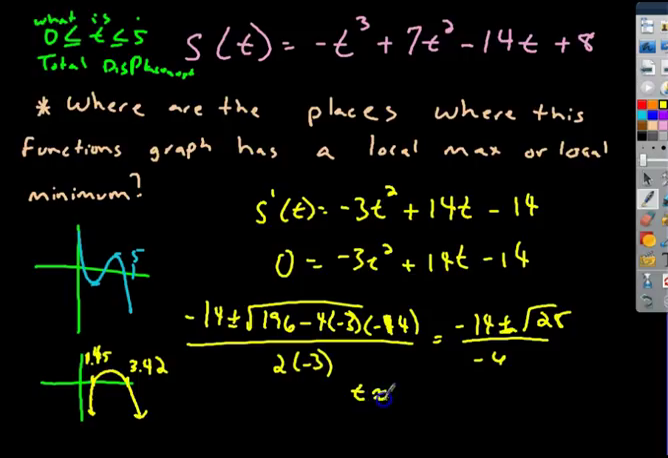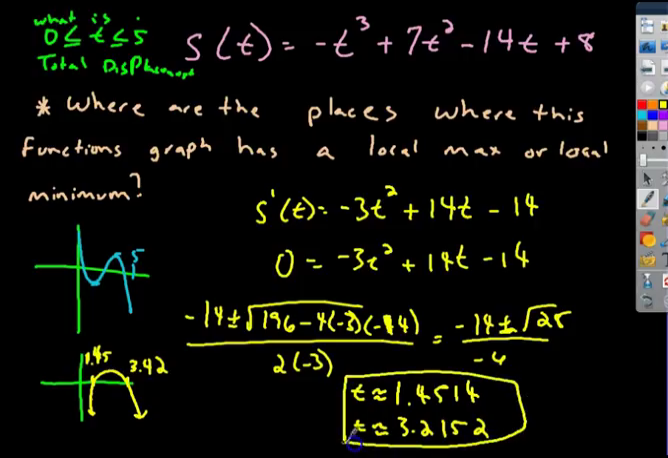time is about 1.45. I'm going to call it 1.45114. Let's be more accurate. And the other time is about 3.215. So those are pretty much the times when this graph has a max and min.